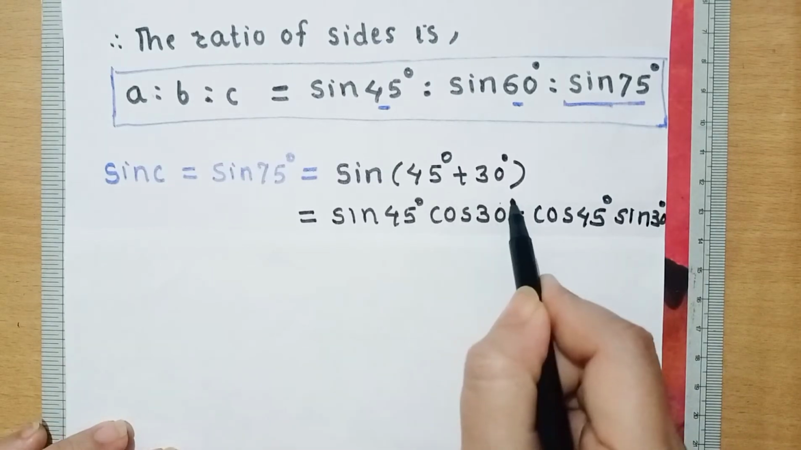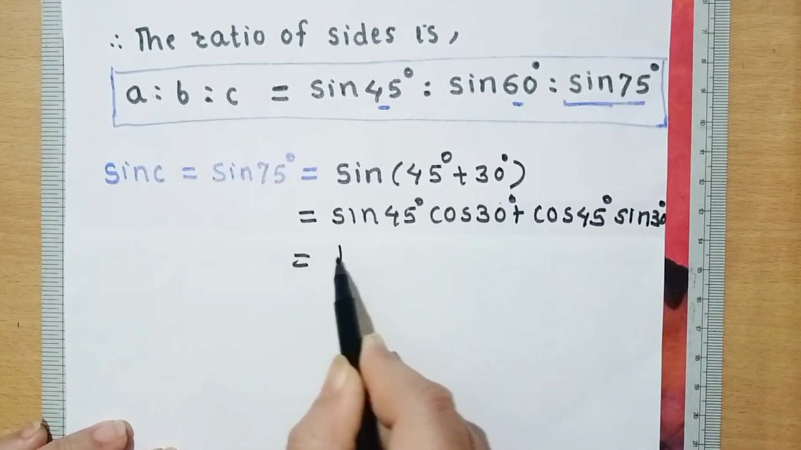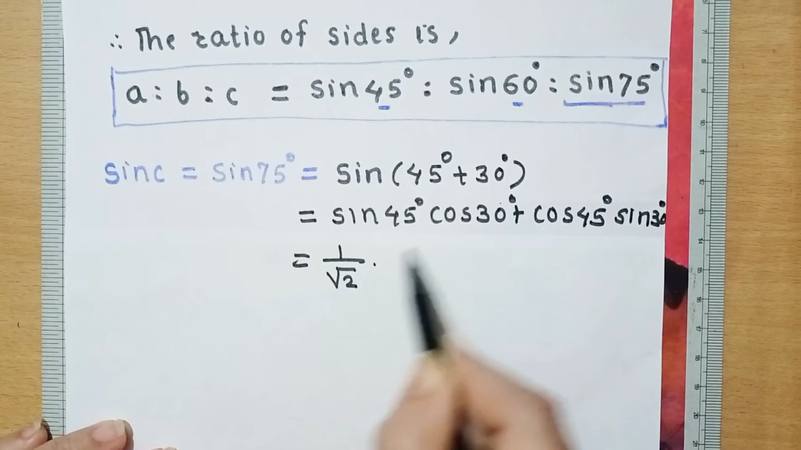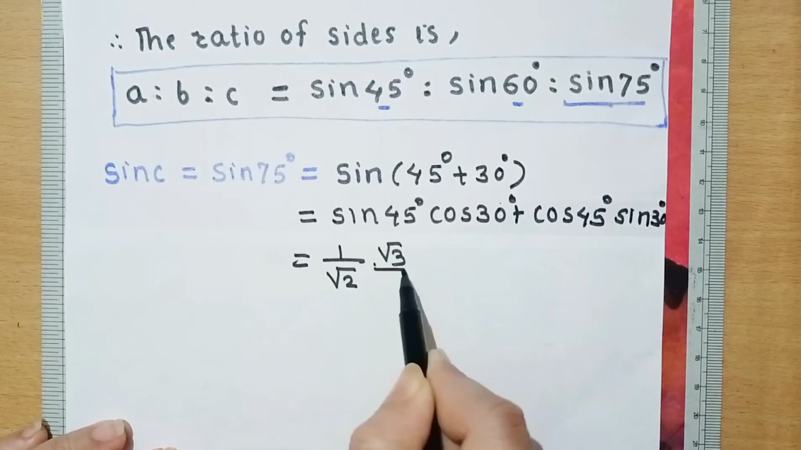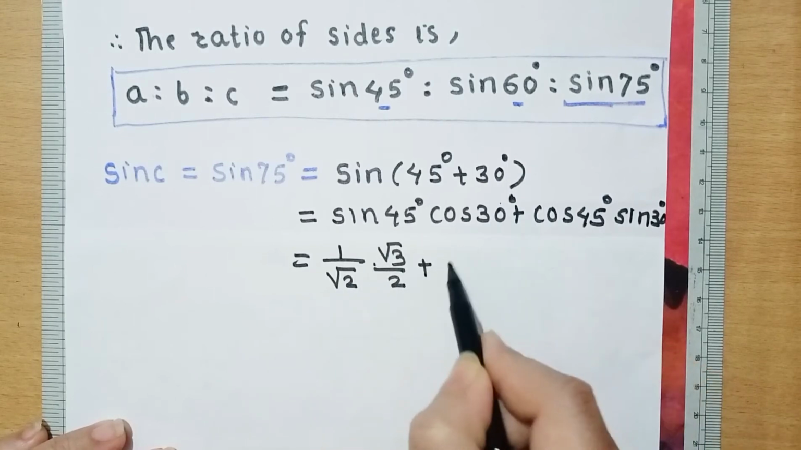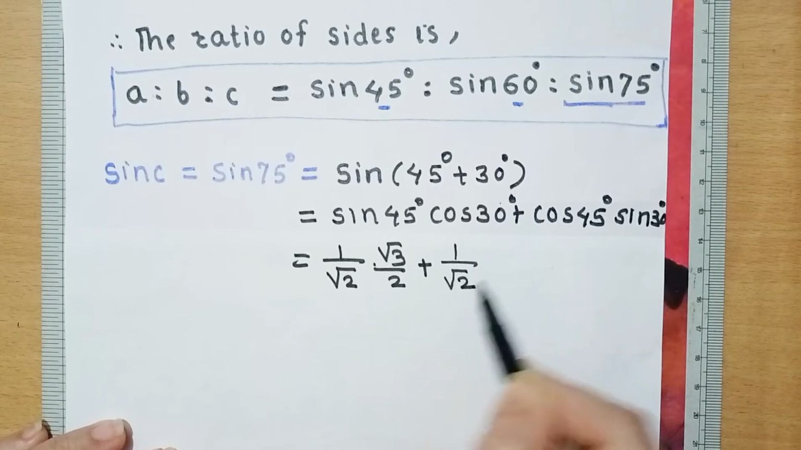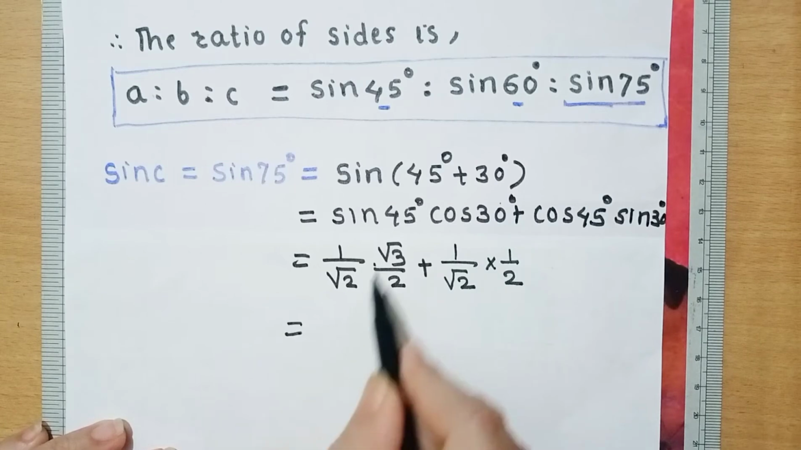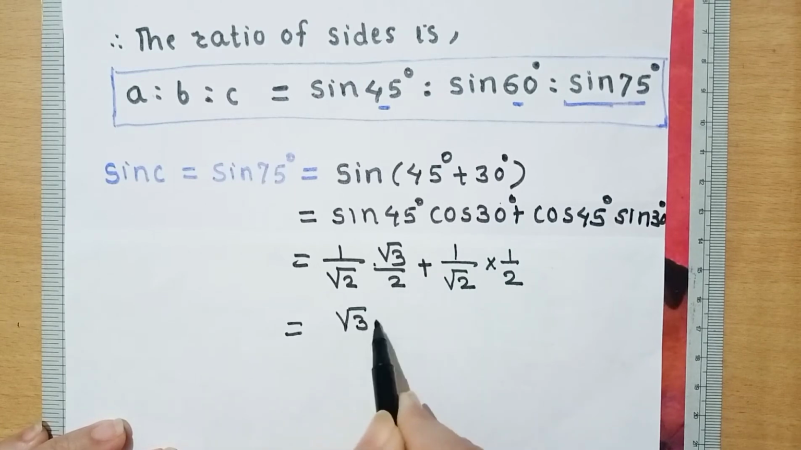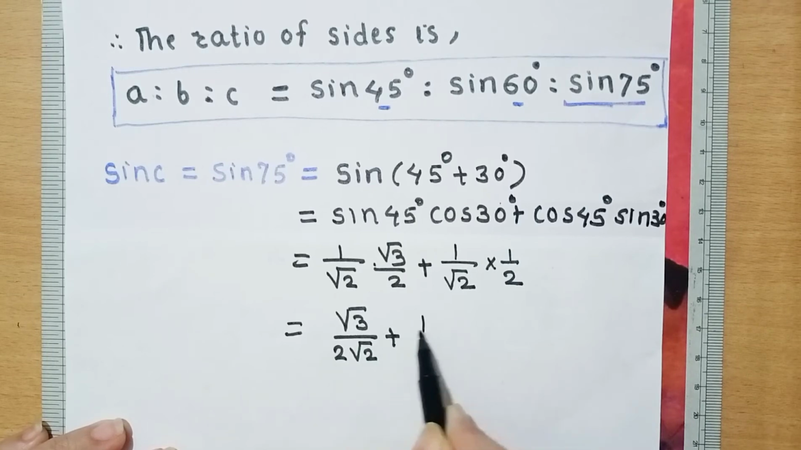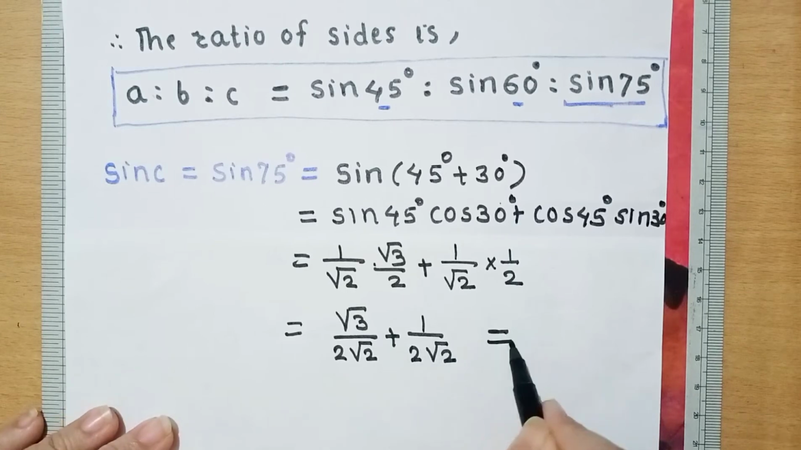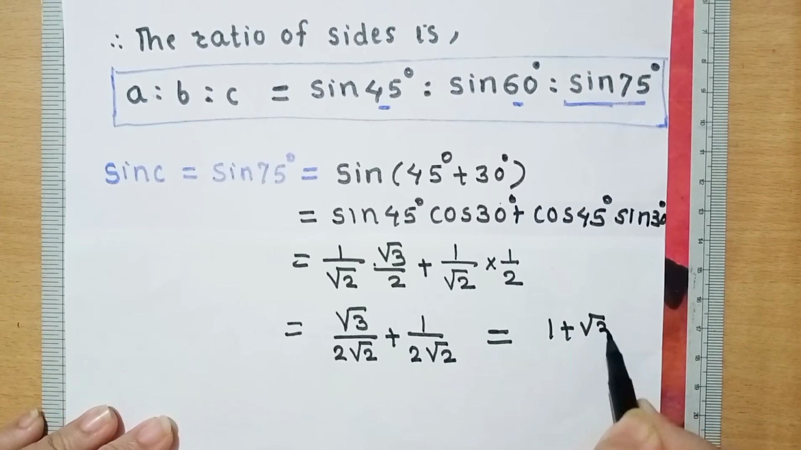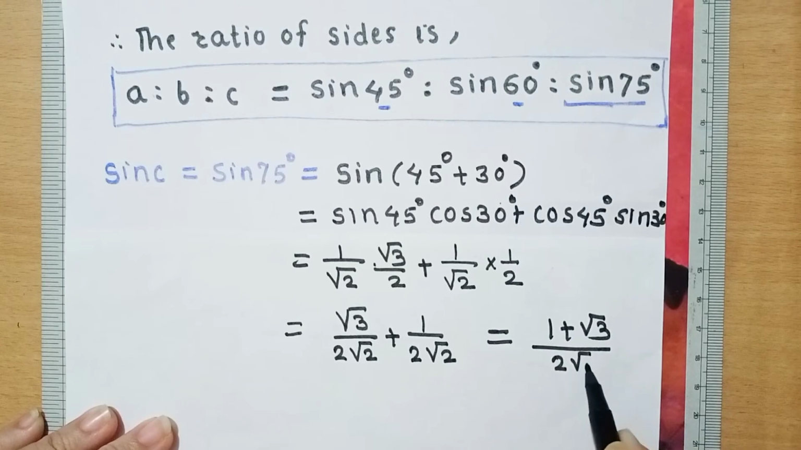And now substitute values. Sine 45 is 1 upon root 2, cos 30 is root 3 upon 2, cos 45 is 1 upon root 2, and sine 30 is 1 upon 2. And so final answer is root 3 upon 2 root 2 plus 1 upon 2 root 2, and so that is equal to 1 plus root 3 upon 2 root 2.